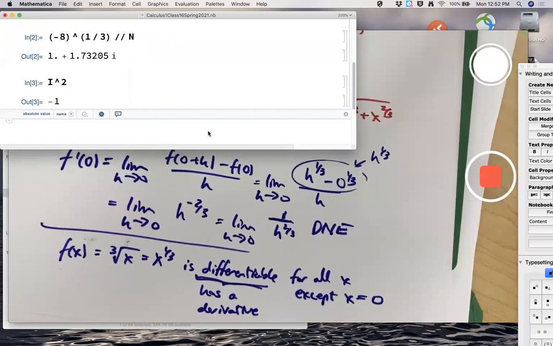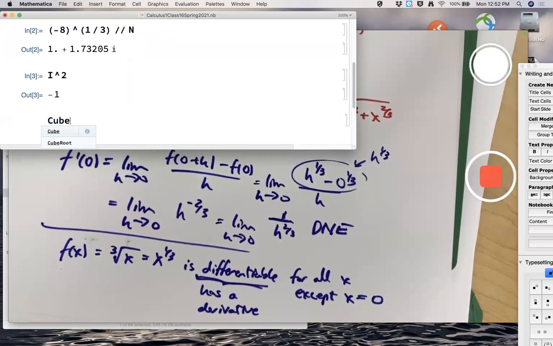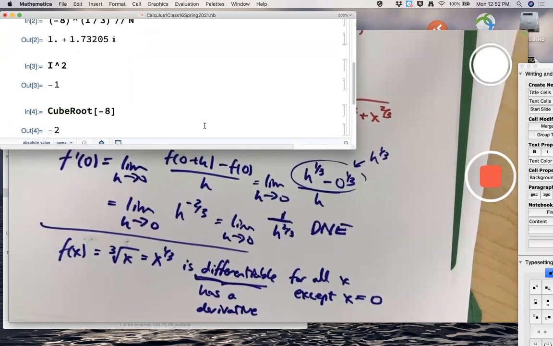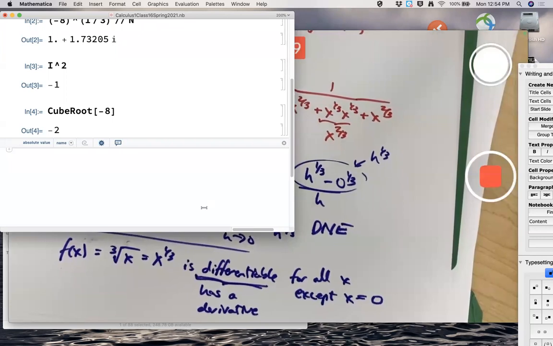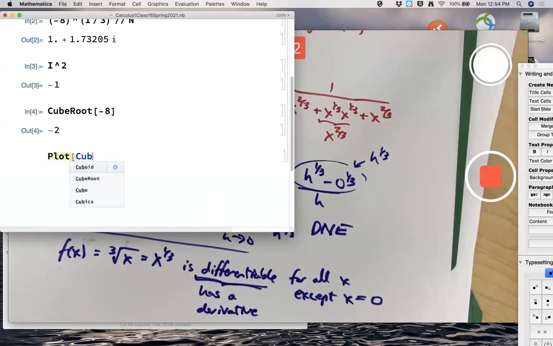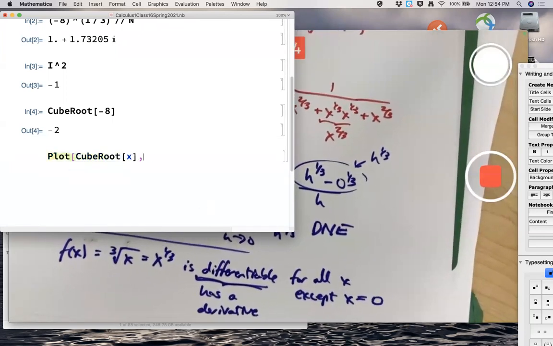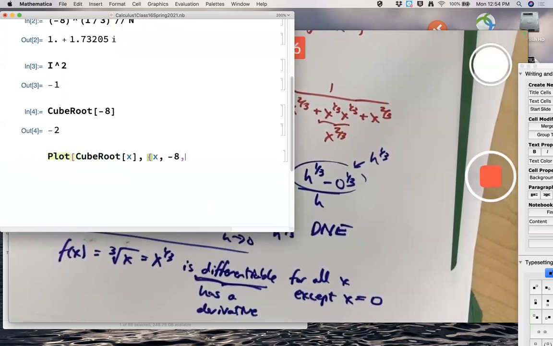So how do we fix this? It's got a built-in cube root function, which automatically gives the real cube root, -2. Use that instead. If you want a real number answer for a cube root in Mathematica, you have to type CubeRoot with a capital C and a capital R of whatever you want to take the cube root of. What does the plot of this function look like? Plot CubeRoot of x, x going from, say, -8 to +8.